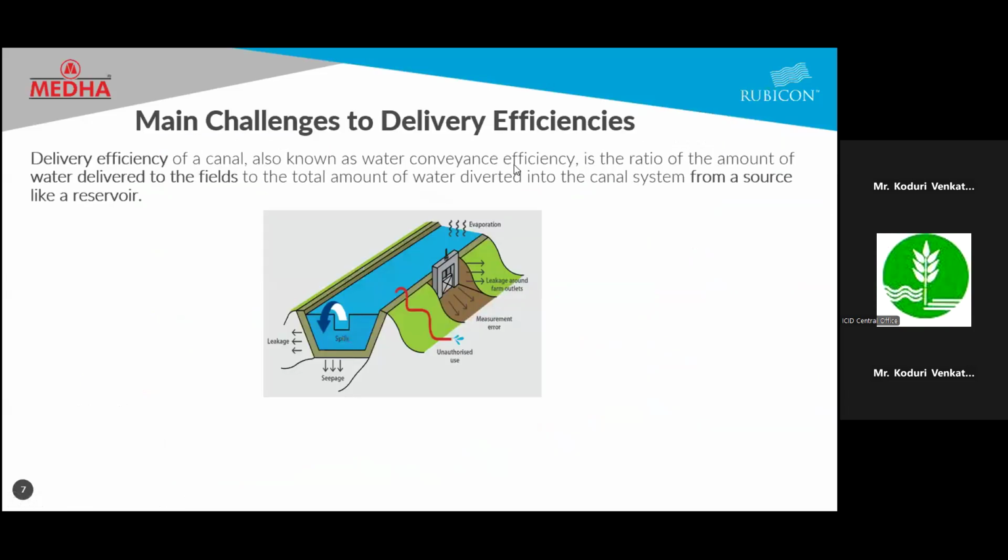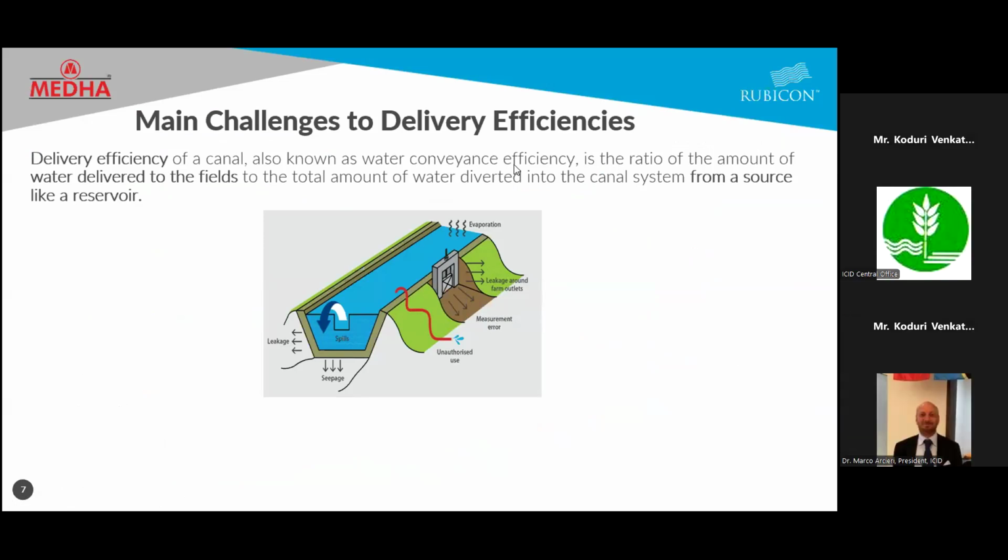Going forward, what are the main challenges to the delivery efficiency? Let me put a small definition before we go forward on what delivery efficiency means. Delivery efficiency of a canal is nothing but conveyance efficiency, which is the ratio between how much water has reached the field or has been delivered against the water which was actually released for the purpose, that is from the source or from the reservoir.